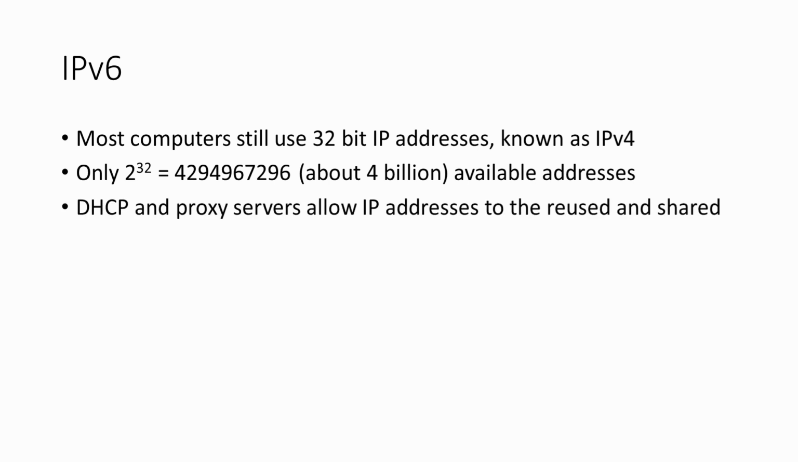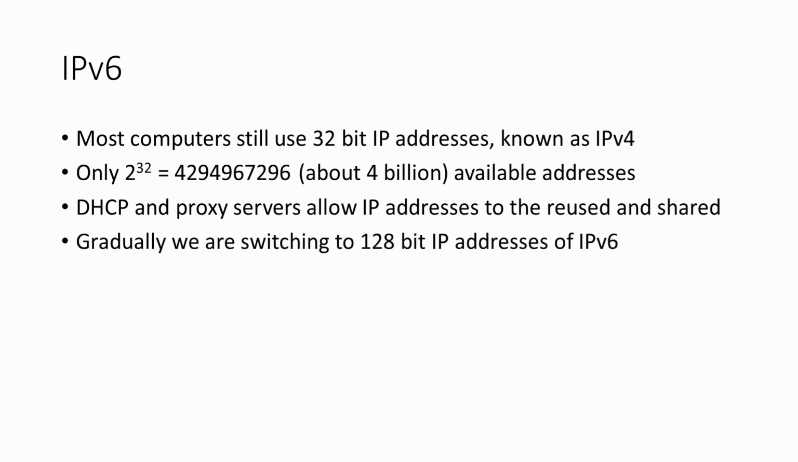To work around this very real shortage, technologies like DHCP and proxy servers allow IP addresses to be issued only when necessary and to be shared between computers. But even so, the Internet of Everything continues to grow at an explosive rate. There's a new version of IP addressing available now, IP version 6, and people are gradually switching over.